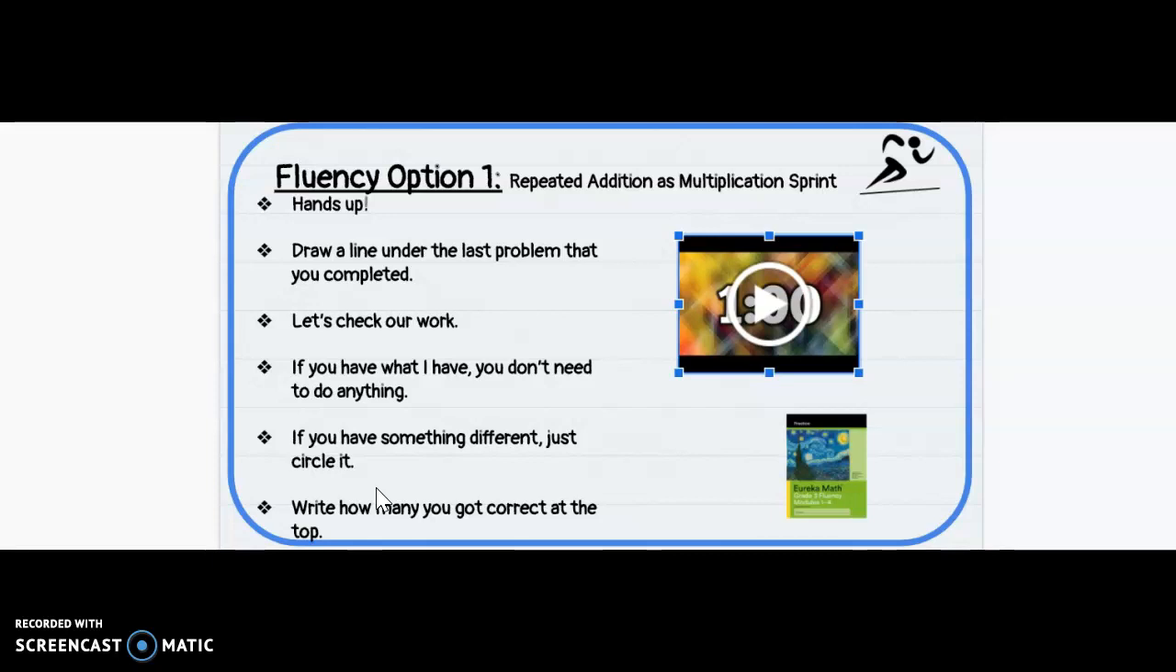Boys and girls, go ahead and write the number at the top where it says number correct for your fluency today. And you guys may choose to do B if your teacher chooses to do so. Otherwise, you're done with your sprint today. Enjoy the rest of your math lesson.